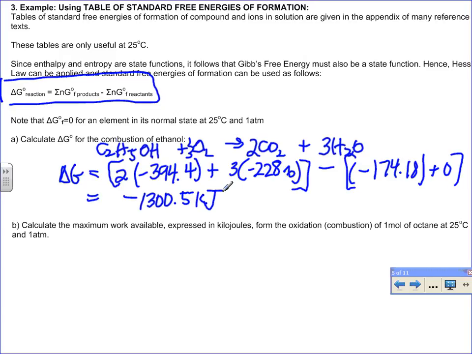And the value that we obtain for this process is 1300.5 with a negative sign. So the amount of energy that's associated is 1300.5. That's the amount of free energy. And the sign is negative, meaning that it's a spontaneous process.